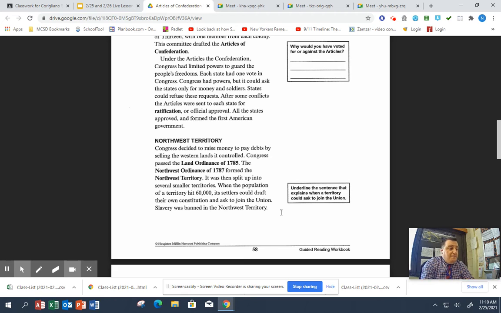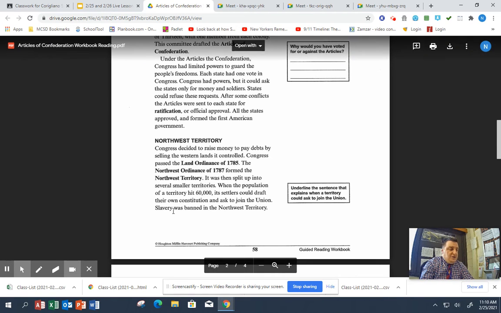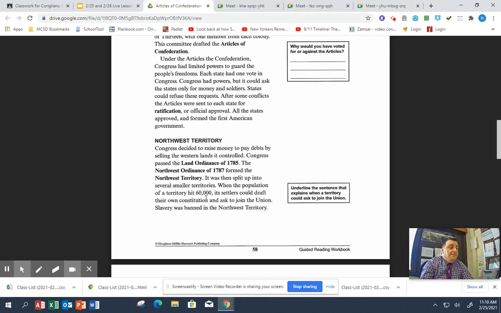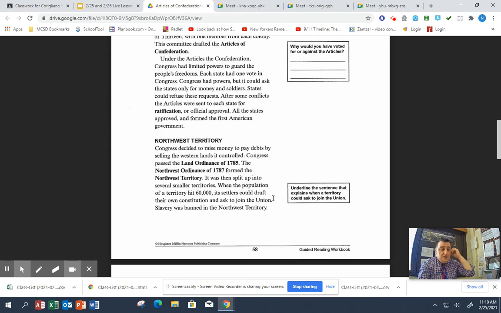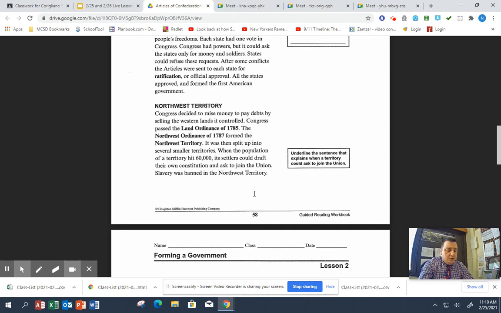And the requirement they put on that was when the population of a territory hit 60,000 people, its settlers could draft their own constitution and ask to join the Union. So that is the sentence that you should have underlined to explain when a territory could ask to join the Union.